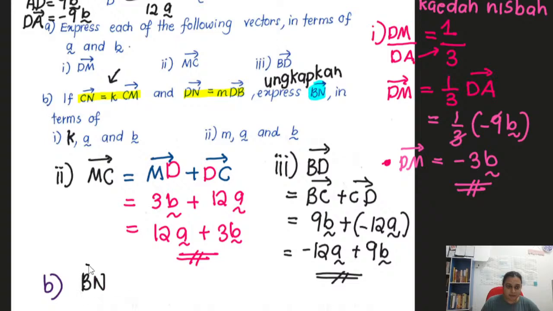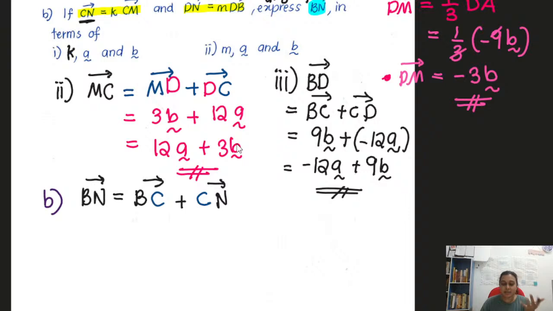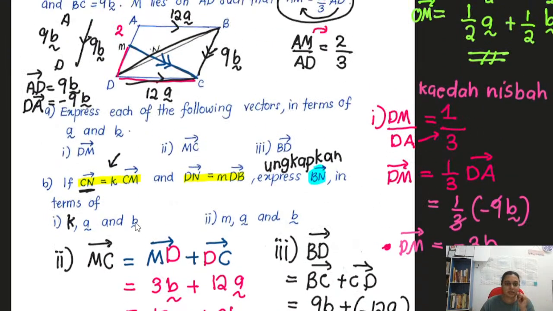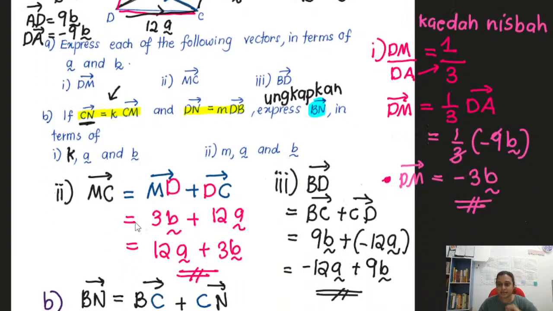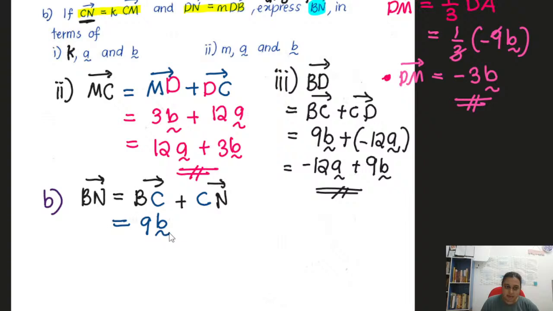Okay, BN. We try to create a connecting point. We use this CN. Where can I put the C? I can put it here, isn't it? You need to create it like that. So here must also be C. So what is BC? Go to your diagram. BC is 9B, right? So I write 9B here. What is CN? CN is this, so you copy your CN, which is K CM. What is CM? Do we have CM? Yes.